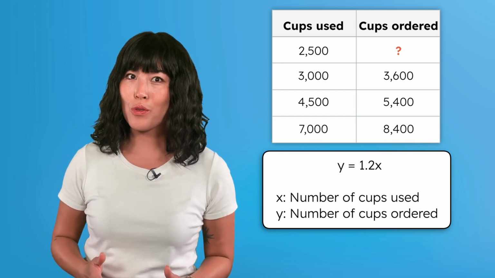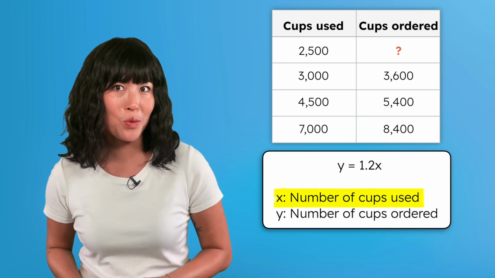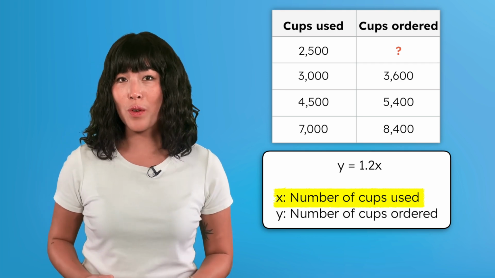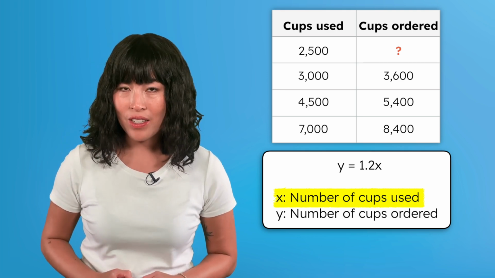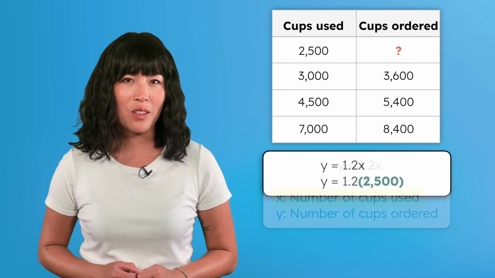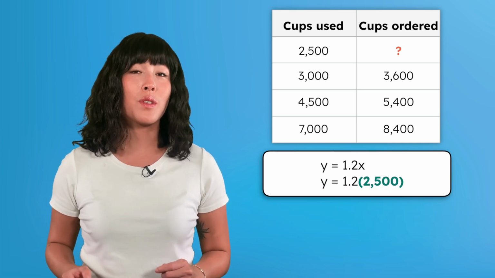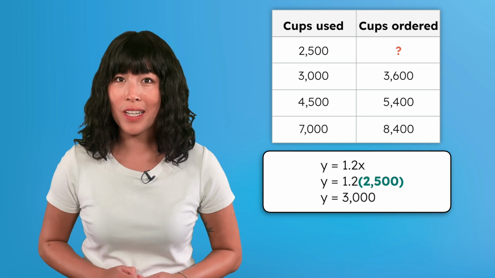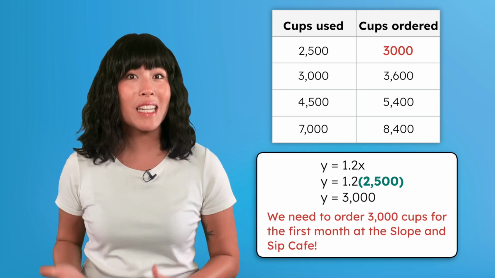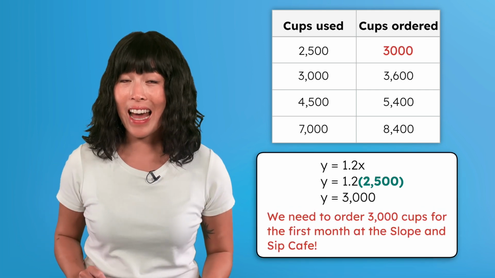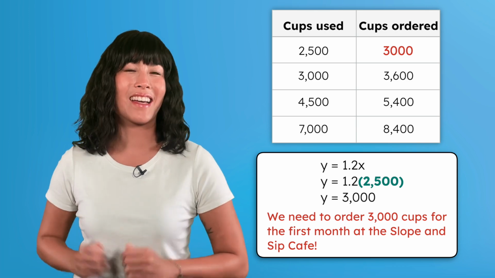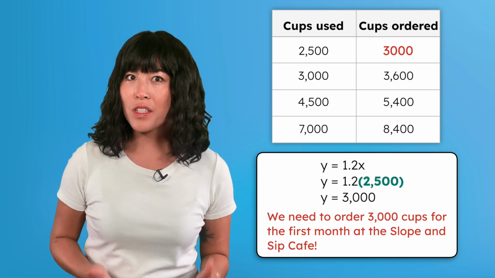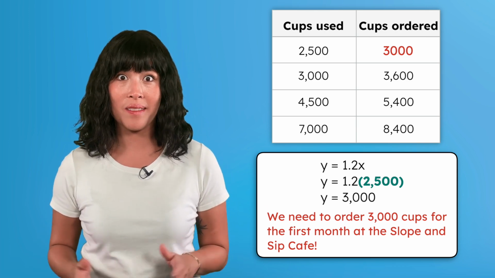Since 2,500 is the number of cups we're going to use, we need to substitute this value in for x and simplify to find y. That looks like y equals 1.2 times 2,500, which gives me y equals 3,000. So we need to order 3,000 cups for the first month at the Slope and Sip Cafe. Now let's figure out which of these suppliers we should use.